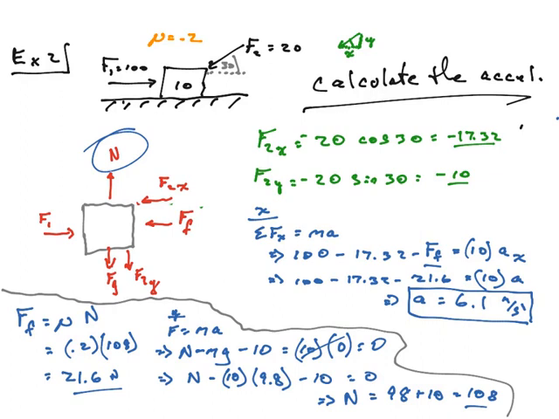Again, I ask my question. I'm looking for the acceleration of the block. Which way will the block move? It'll slide along the table. So that's an x force, an x acceleration. So I do F equals ma in the x direction.